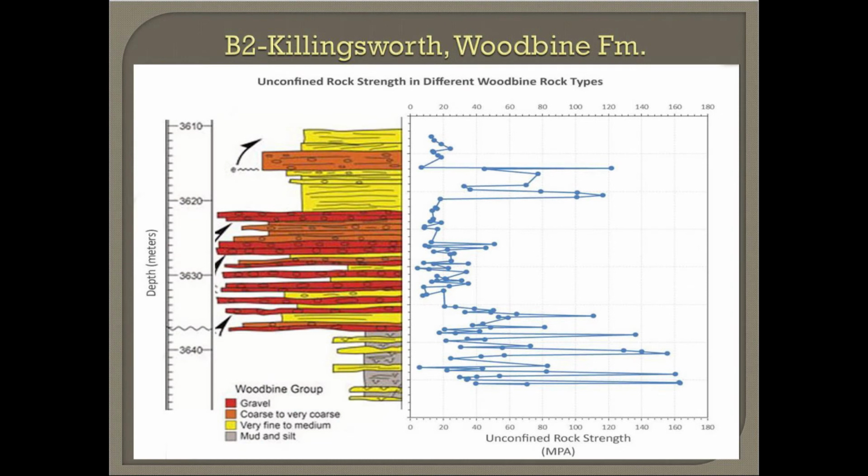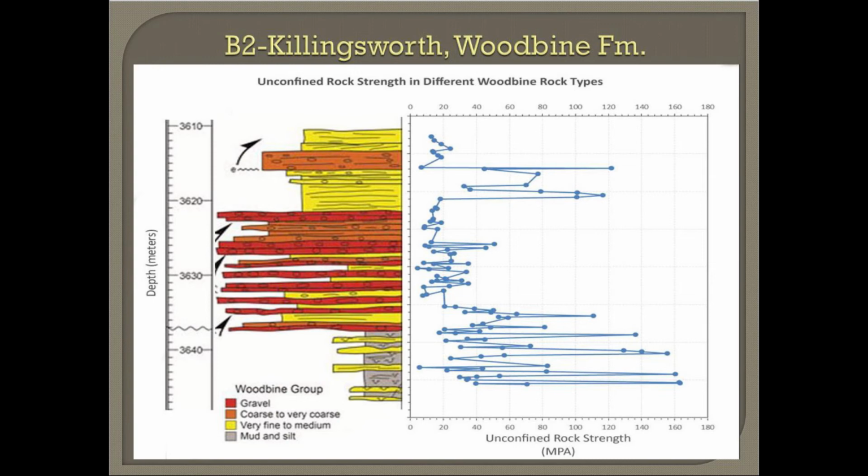This first figure represents the UCS values of the B2 Killingsworth core. Looking at this figure, we can see that the yellow sandstone layers present medium to low UCS values ranging between 20 to 60 MPa. The gray mudstone layers in the lower section display higher UCS values of over 100 MPa. Finally, if we look at the middle of the section, we see a large series of conglomerates, which display the lowest UCS values ranging between 0 to 40 MPa.